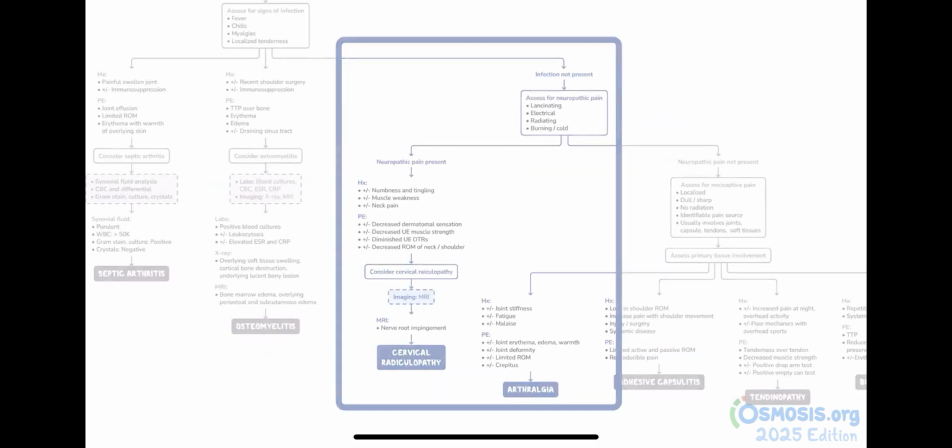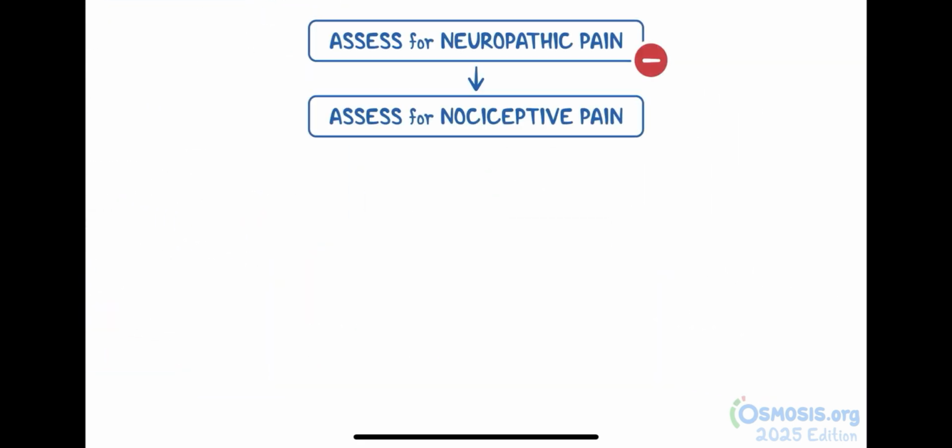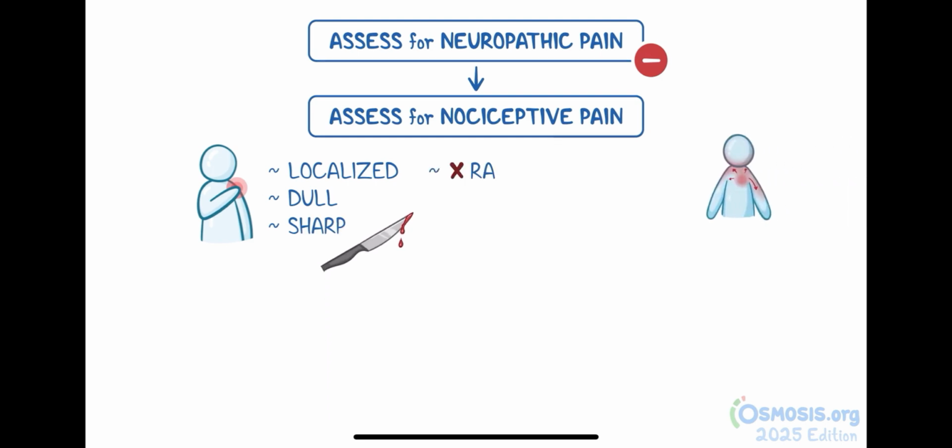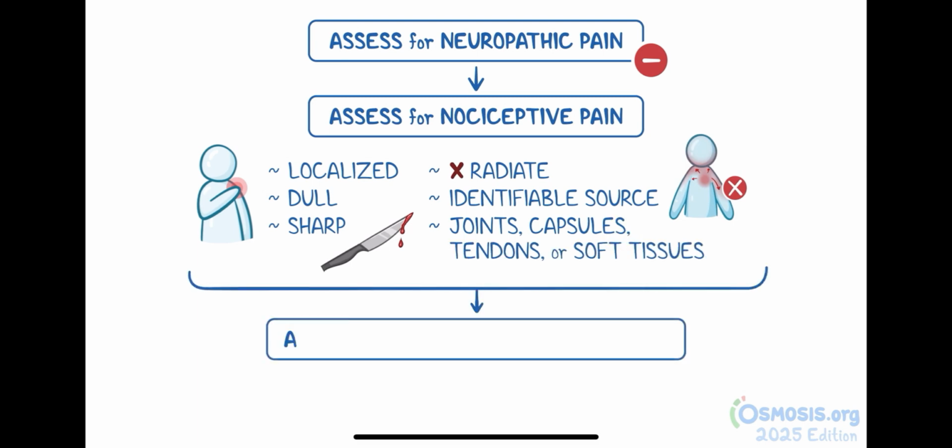Okay, if neuropathic shoulder pain is not present, assess for nociceptive shoulder pain. This type of shoulder pain is localized, dull, or sharp. It does not radiate, has an identifiable pain source, and usually involves joints, capsules, tendons, or soft tissues. If this is the case, assess the primary tissue involvement to determine the source of the pain.